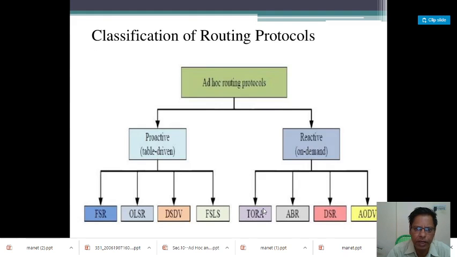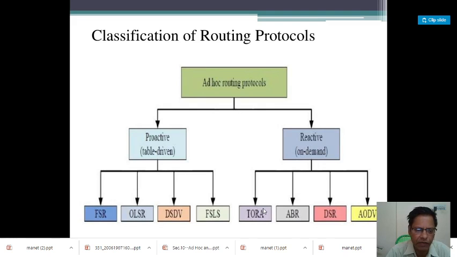Here we can see the classification of routing protocols. Ad hoc routing protocols are divided into two: proactive and reactive. The proactive protocols are FSR, OLSR, DSDV, and FSLS. The reactive protocols are TORA, ABR, DSR, and AODV.